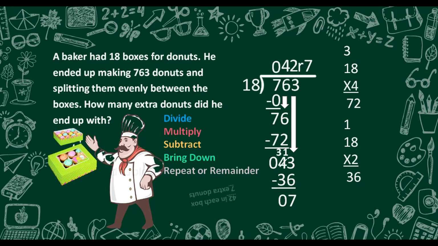So what does this mean? It means that he had 42 donuts in each of those 18 boxes with 7 extra donuts left over.